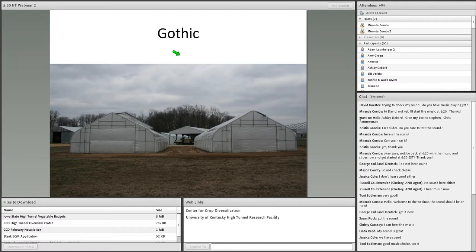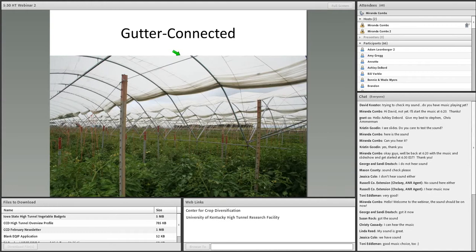And then lastly, we've got a gutter-connected type structure. There are a few different manufacturers for gutter-connected high tunnels. Haygrove is probably the most common, or at least most well known, but there are a few other manufacturers. This is probably less common, at least for growers in the state of Kentucky, although I have seen a few of these in various places in the Midwest as well.